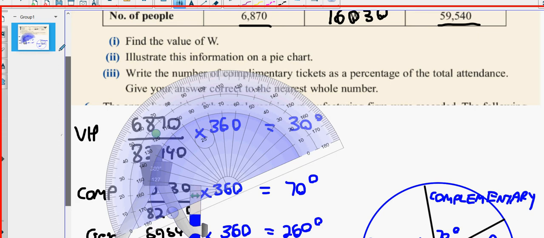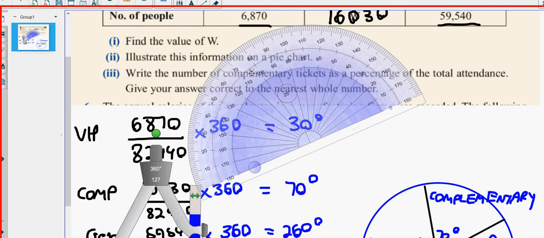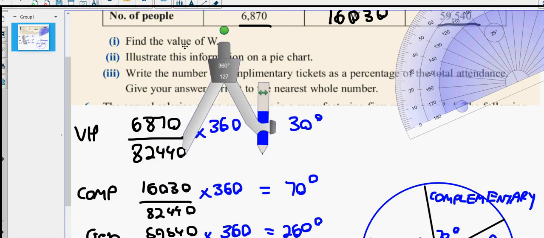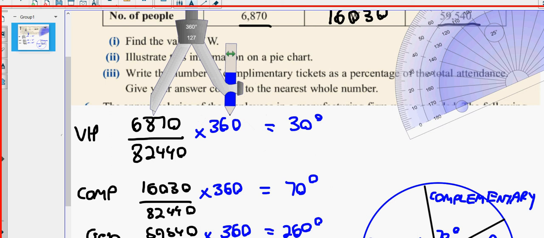Now, write the number of complimentary tickets as a percentage of the total attendance. Give your whole answer correct to the nearest whole number. So they want complimentary tickets, don't they? So instead of multiplying by 360, what could I multiply by instead? Just multiply by 100. And when you multiply it by 100? Everybody happy with 19%? Good job. 19%. So okay with you guys? Multiply by 100 out of 360. Is there any need for me to do 6, or do you want me to do 6? Okay.